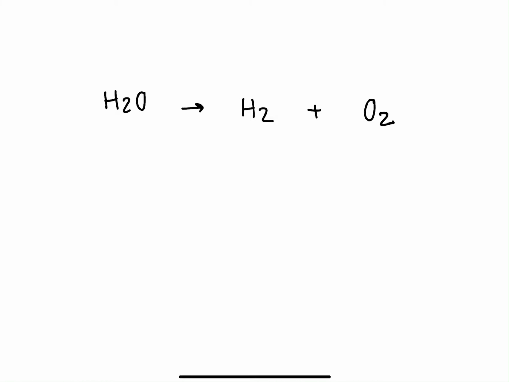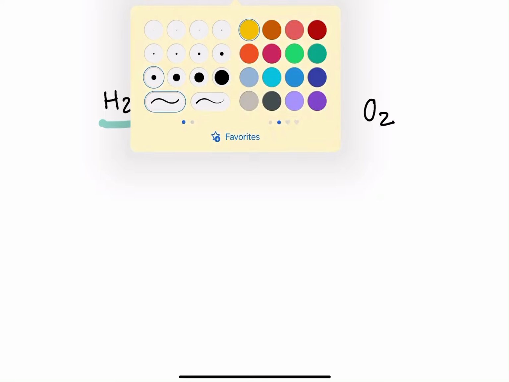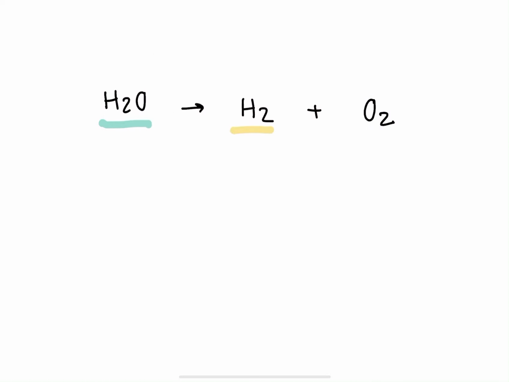Here I have the reaction H2O yields H2 plus O2. Now, the thing about balancing reactions and balancing equations is that you want to have the same amount of each element on each side of the arrow. So notice that on the left side of the arrow we have H2O, and on the right side we have H2 plus O2. Now remember, each element needs to be the same on either side of the arrow.